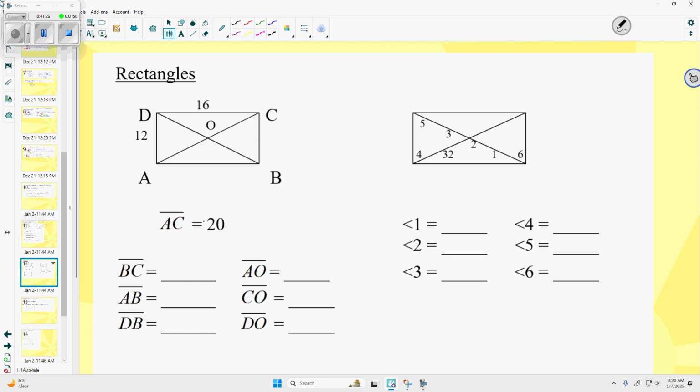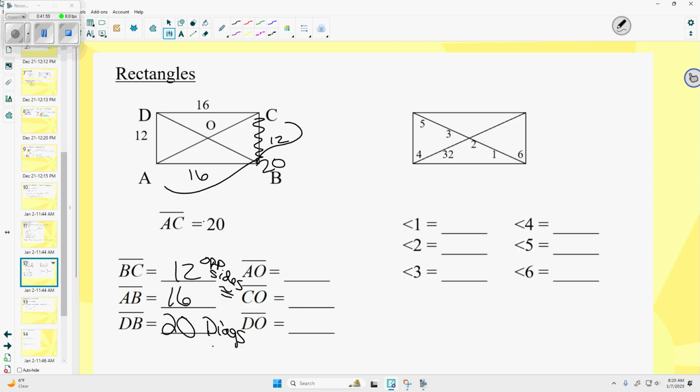All right, so in this picture, I know AC is 20. That whole diagonal is 20. How long is BC, this side? 12, because your opposite sides are congruent. How about AB? Perfect. Opposite sides congruent again. How about DB? 20, because your diagonals are congruent. How about AO? 10, because your diagonals bisect each other.